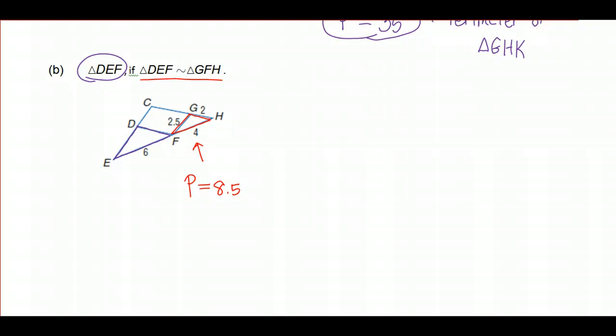Okay, any questions? And then we want to compare two corresponding sides. So what would be the scale factor of these triangles? Go ahead. 3 to 2. So if you notice that 6 corresponds to 4, so our scale factor of triangle DEF to GFH would be 6 to 4, which is 3 to 2.